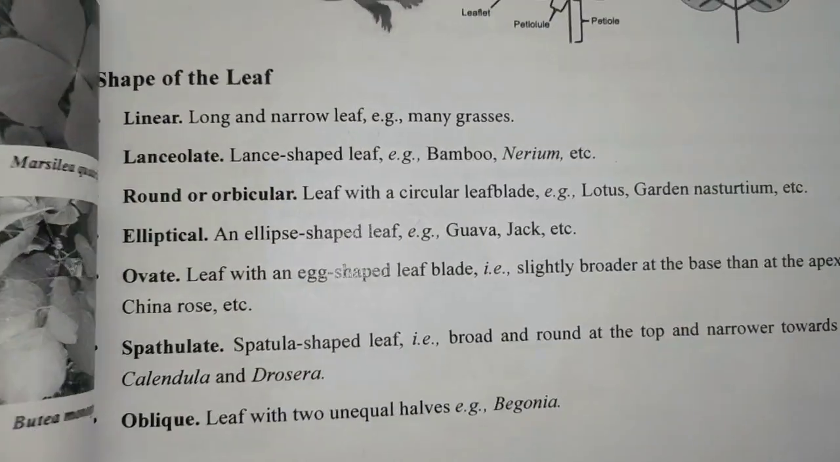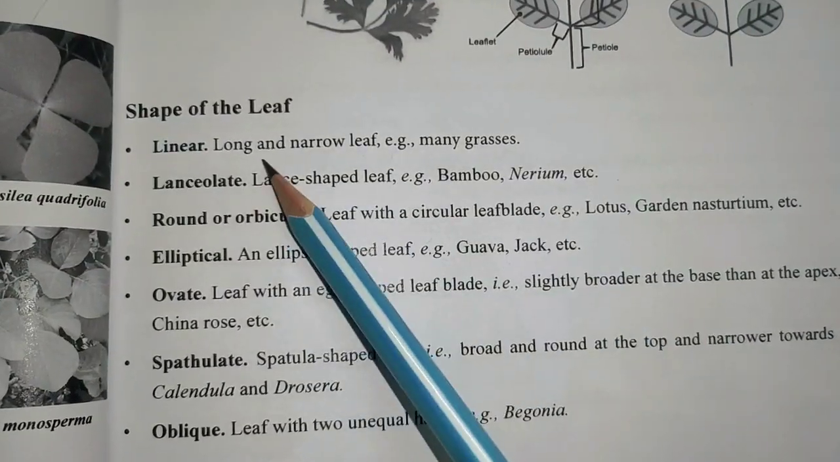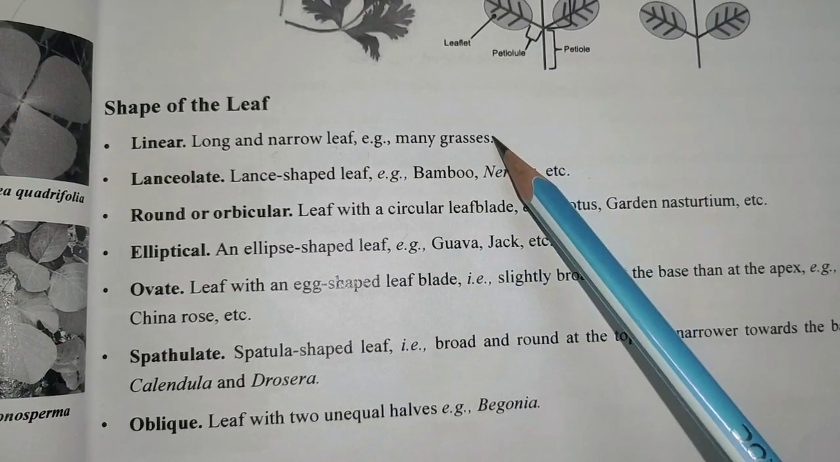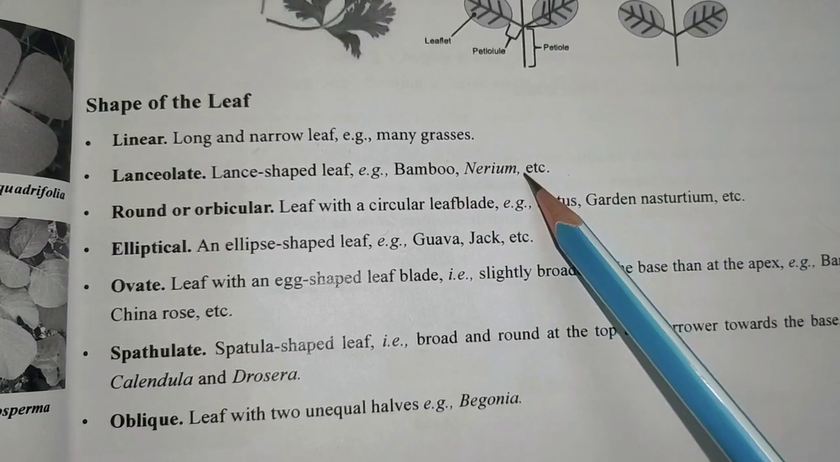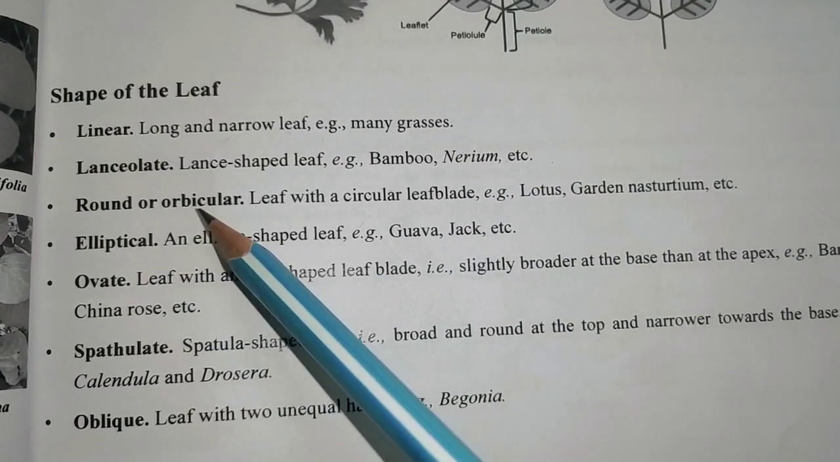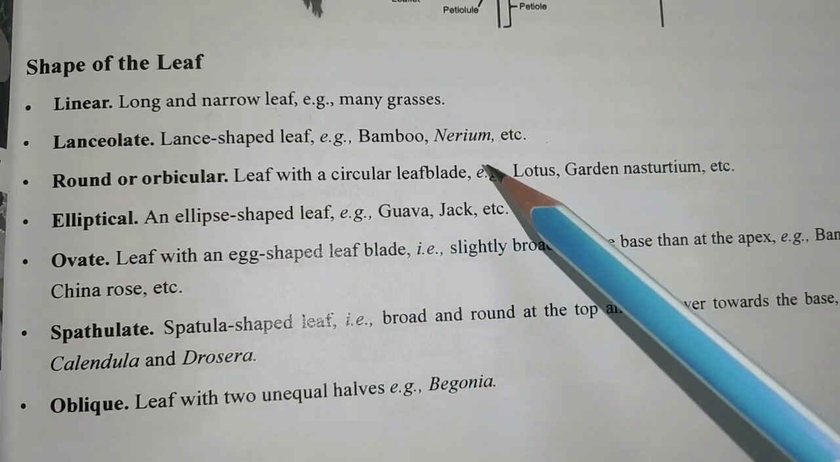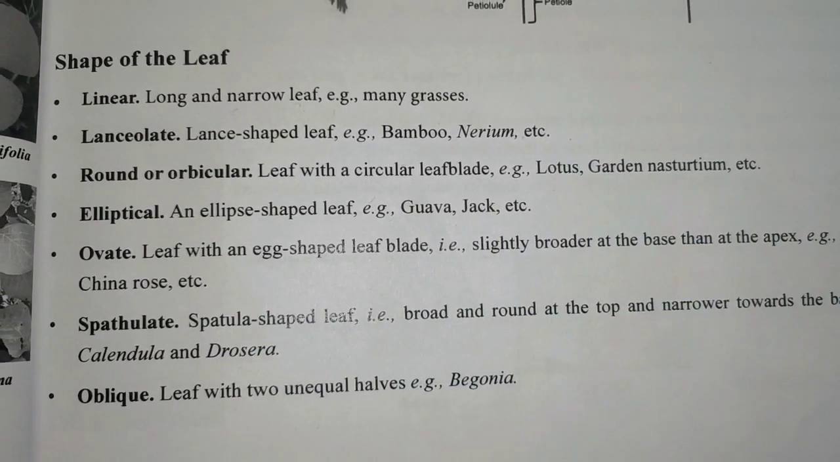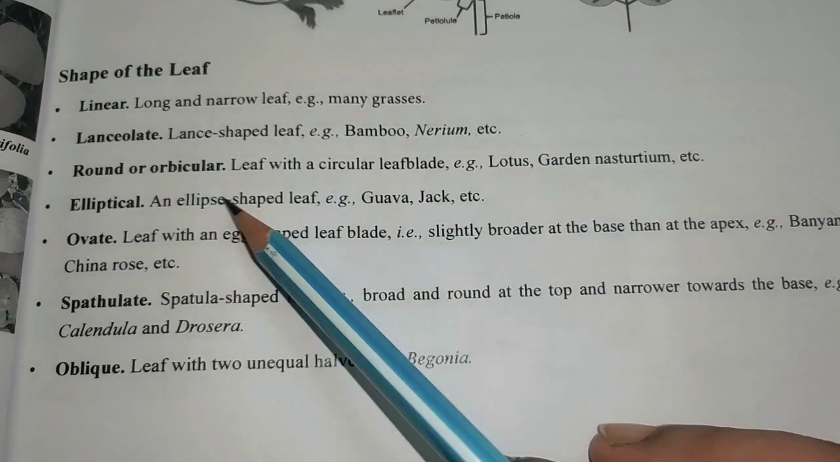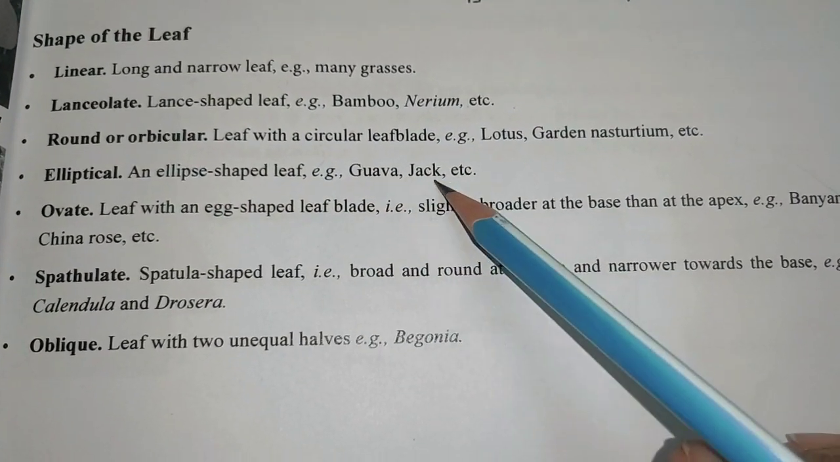Shape of the leaf. Linear: long and narrow leaf, for example many grasses. Lanceolate: lance-shaped leaf, for example bamboo, nerium. Round or orbicular: leaf with a circular leaf blade, for example lotus, garden nasturtium. Elliptical: an ellipse-shaped leaf, for example guava, jack, etc.